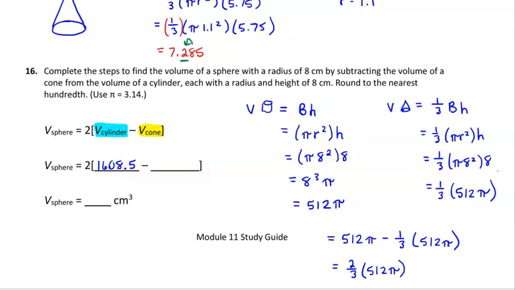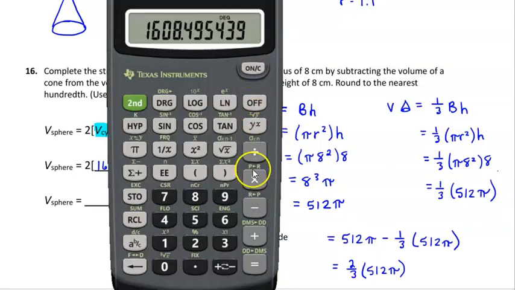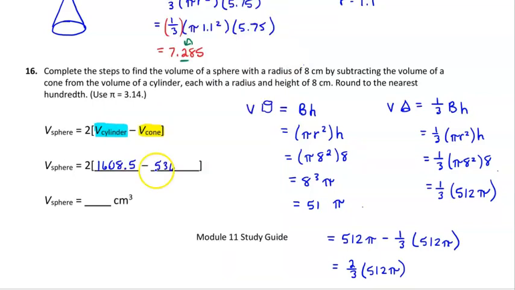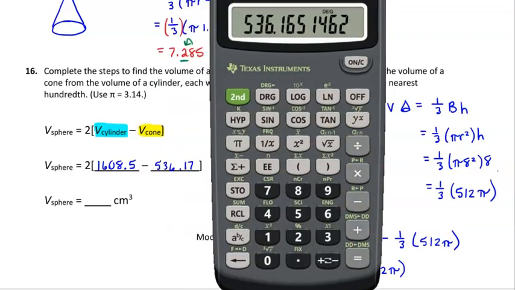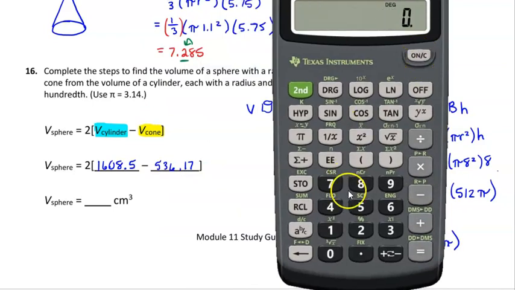Okay, and then we're going to take a third of that. So I'm just going to do divided by 3, and we get 536.17. And then if I were to subtract those, I get 1608.5 minus 536.17, and that gives me 1072.33.